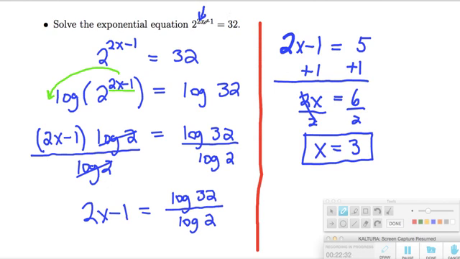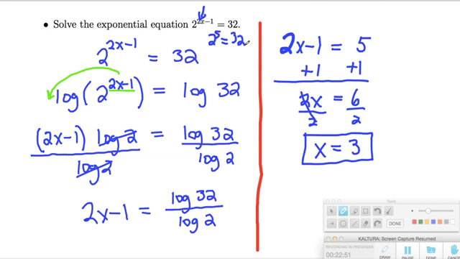Well, if you imagine x equals 3 being in here, you get 2 times 3 is 6, right? Minus 1 is 5. And 2 to the 5 is indeed equal to 32. So we did solve this exponential equation.